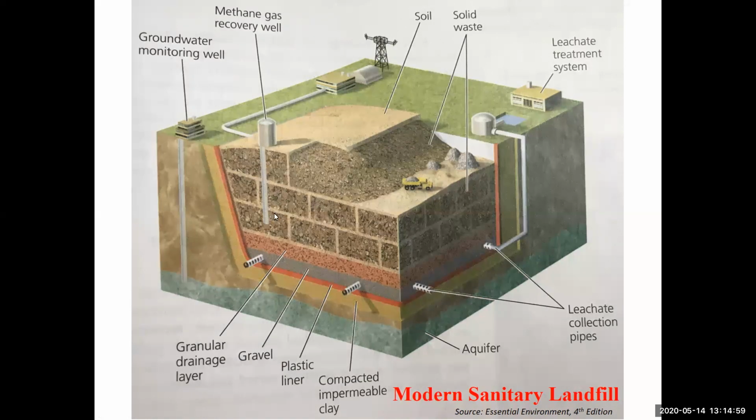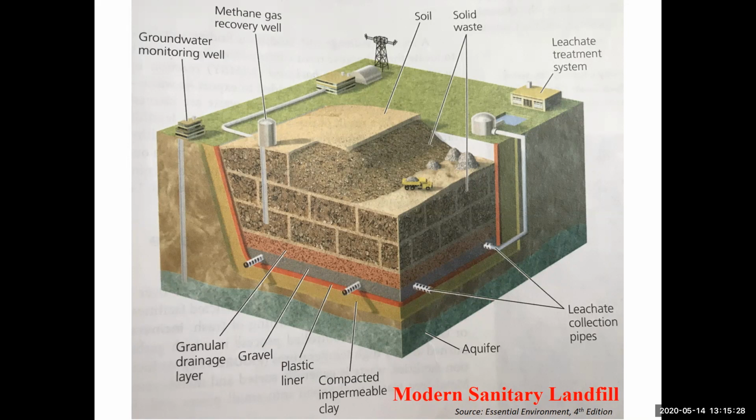So therefore, this hole here, before they put any trash into this hole, they will line it with different types of materials. They will line it with materials such as an impermeable clay liner, a plastic liner, and different types of gravel to try to reduce any contaminants from getting down to our clean soil and our water.